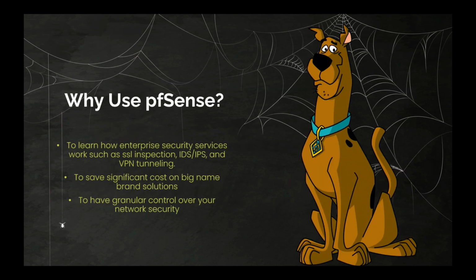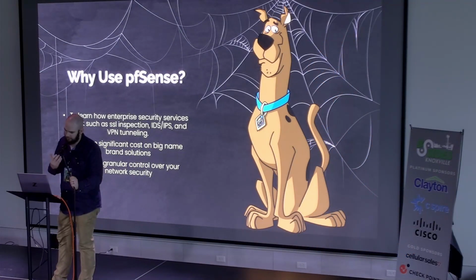We're going to talk about why you would use something like this. Every network is different, so I can't answer for all of you why you would use something like this. I know for me, the reason I set out to build this on my own is to make sure I had a really good, solid understanding of eating my own dog food when it came to SSL inspection, having an IPS, and setting all of my network traffic for VPN tunneling.